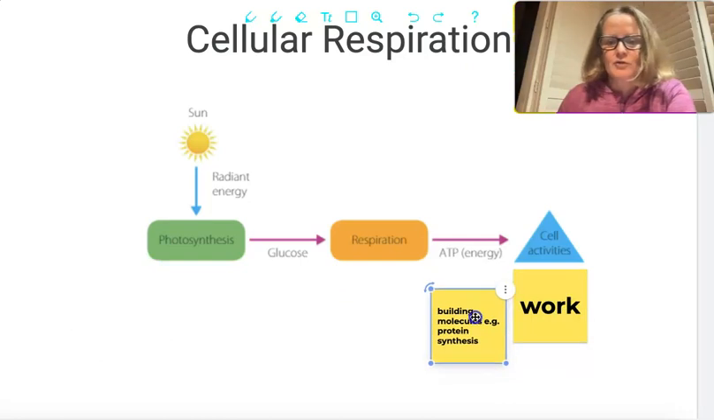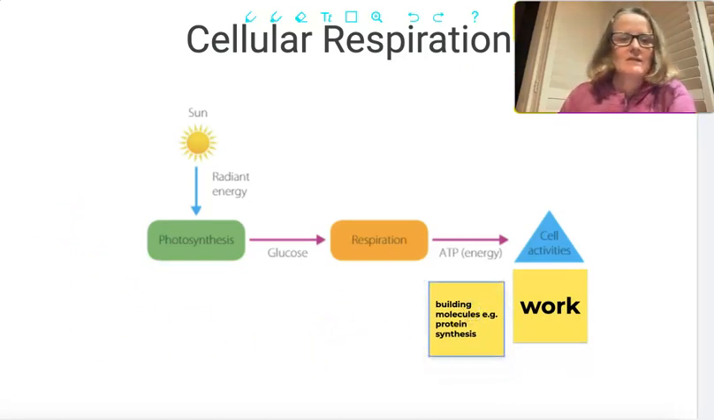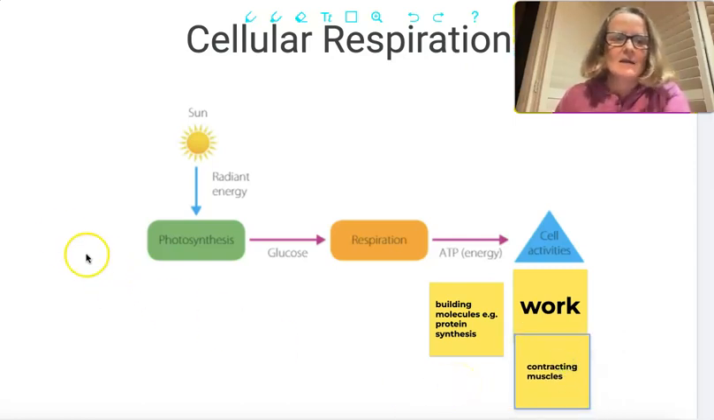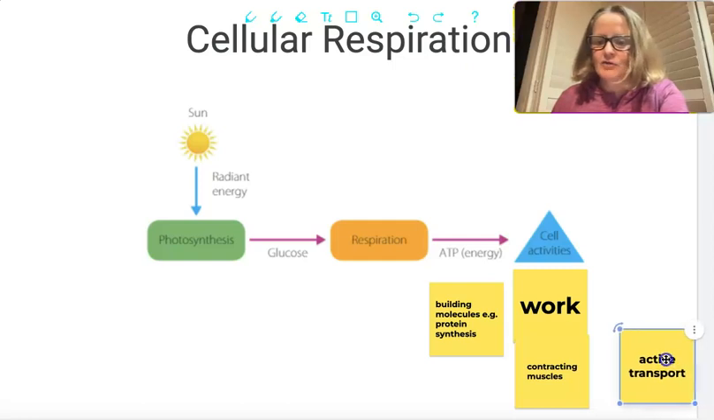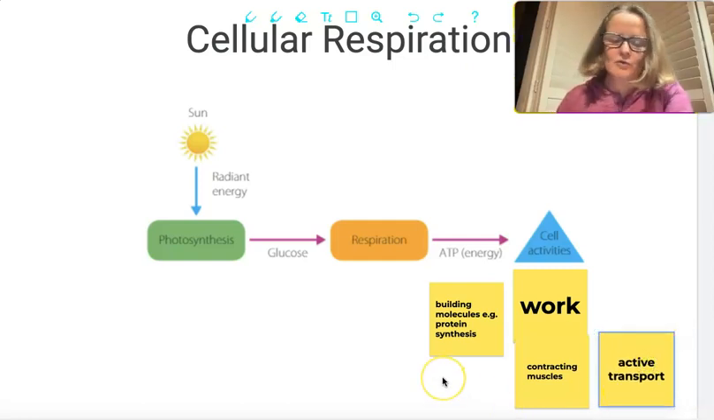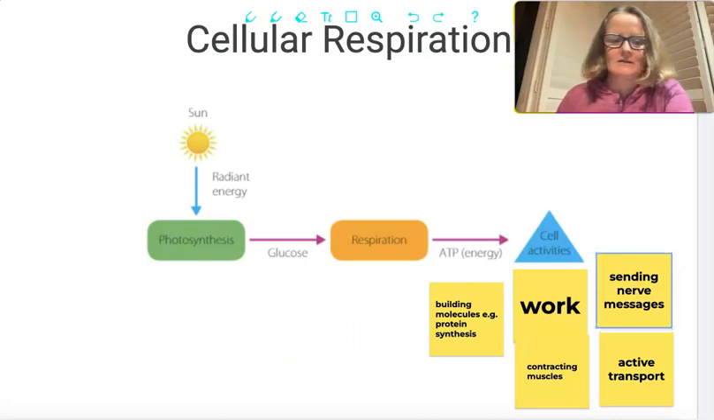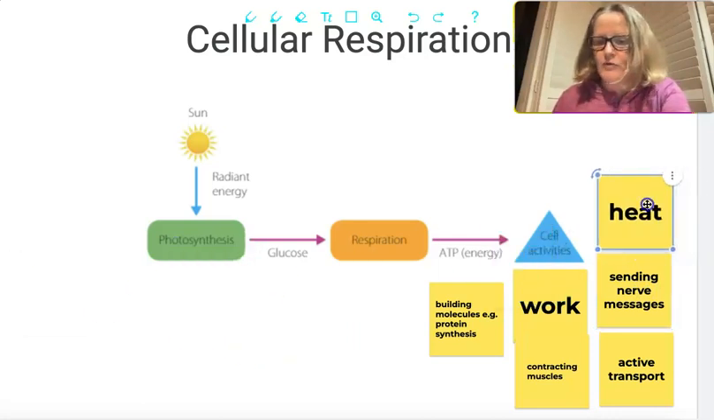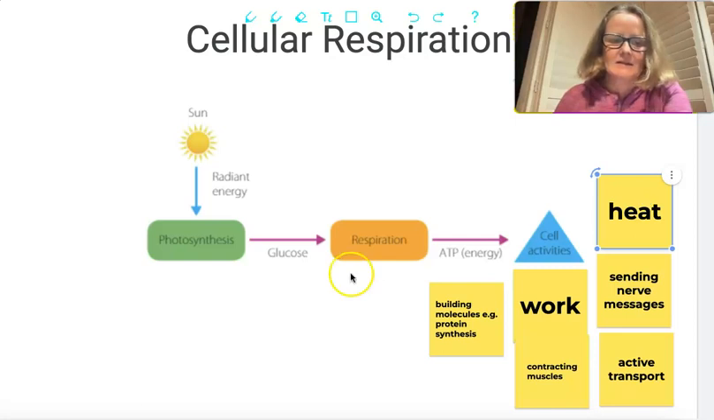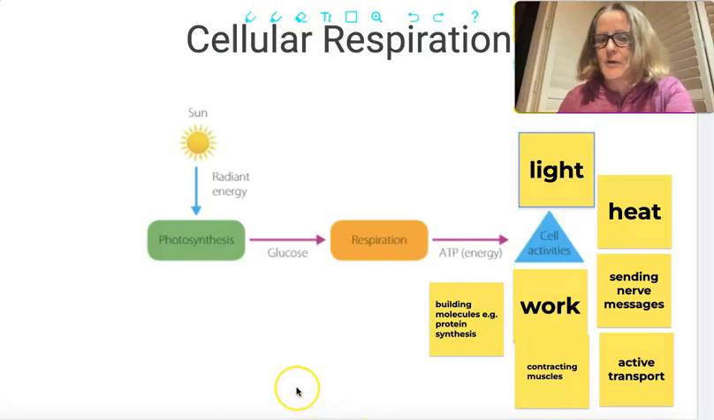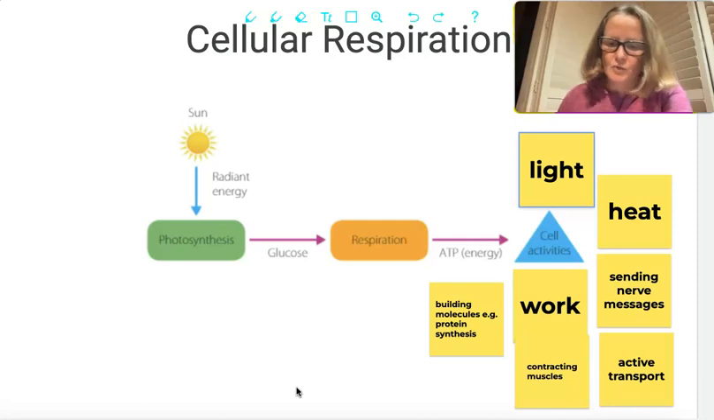This might include building new molecules like protein synthesis. It might involve contracting muscles if it's an animal. It might be active transport. Moving molecules against their concentration gradient requires energy. It might be sending nerve messages. Or if it's a mammal or a bird, generating heat. Or maybe it's an insect that can produce its own light through bioluminescence. But all of these things require energy to do this work.